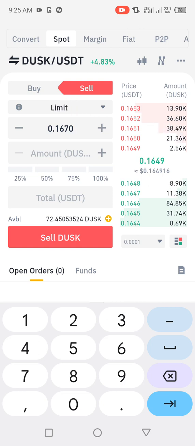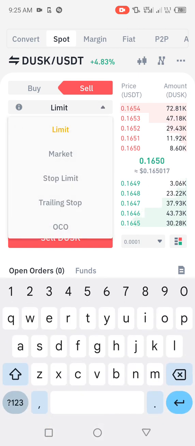What this does is, when the price of dogs gets higher to this current price, which is 1670, automatically the system sells your dogs in exchange for USDT. That is just what happens here. But if you select the market order as usual, you are selling at the current market price and the trade gets executed instantly. So I hope you get me on that. That's basically the easiest way to buy and sell cryptocurrencies on Binance.